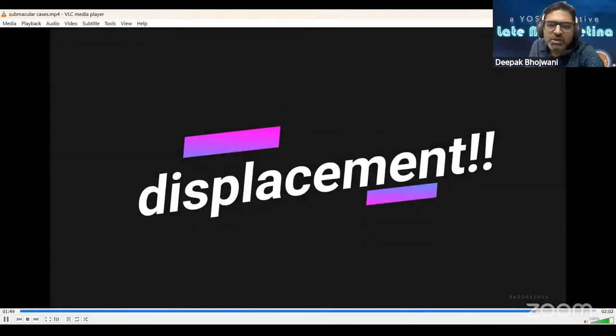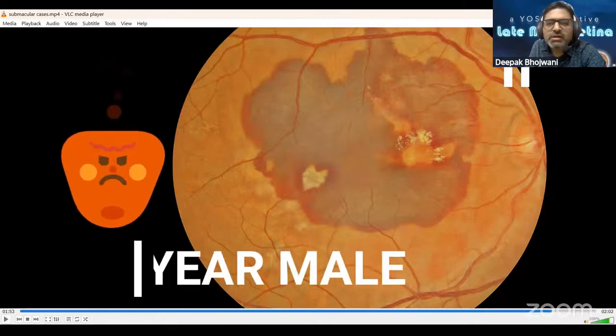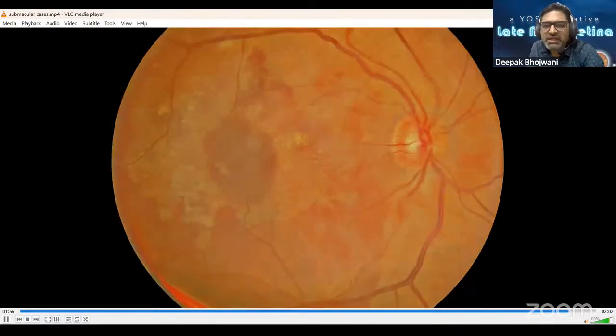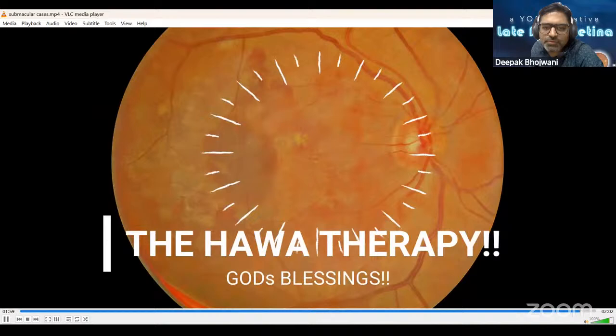So here, the main thing in submacular hemorrhage, the one thing you should remember, is that displacement of hemorrhage is very important. Once the blood is displaced from the fovea, usually the patients get vision. So my current approach, whenever I see a massive macular hemorrhage, is pneumatic displacement. Usually I use C3F8 gas, which is long lasting, like Deependra sir told, and this is how I get results within a week or a month.